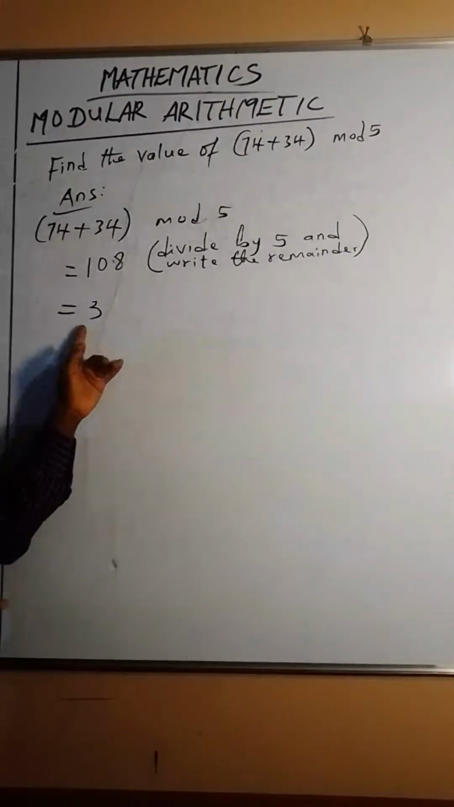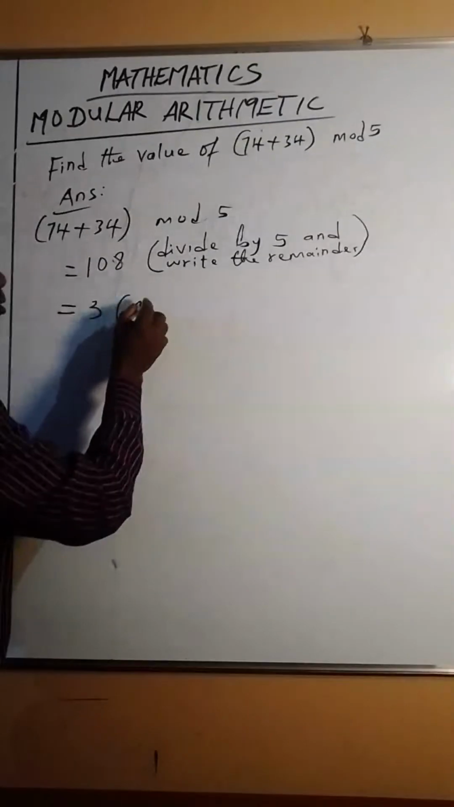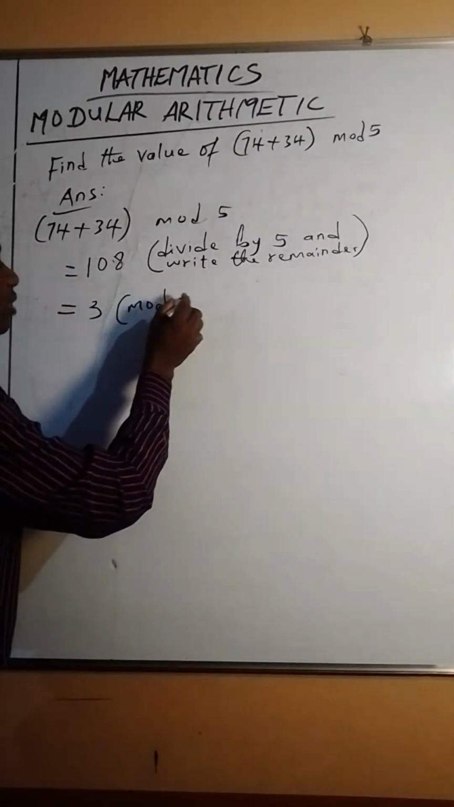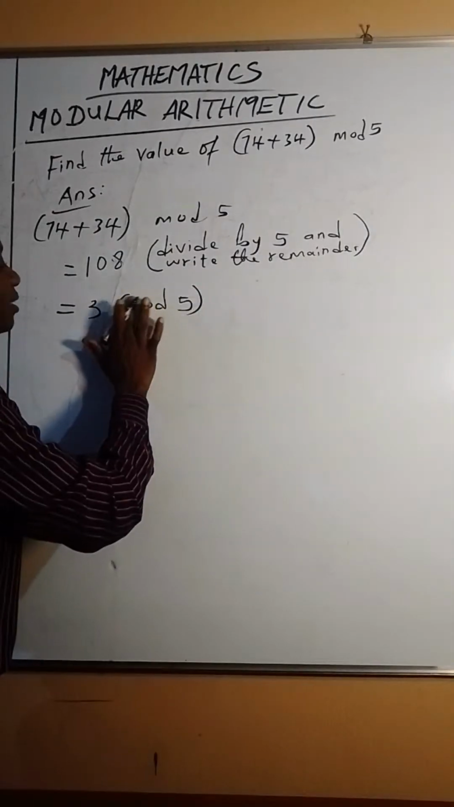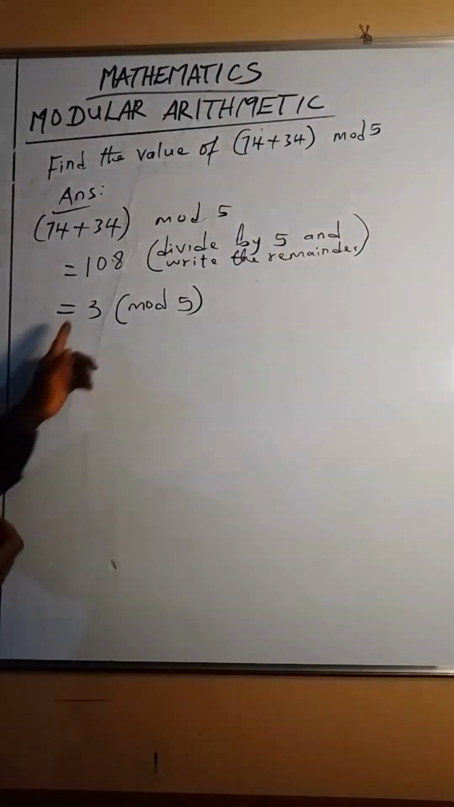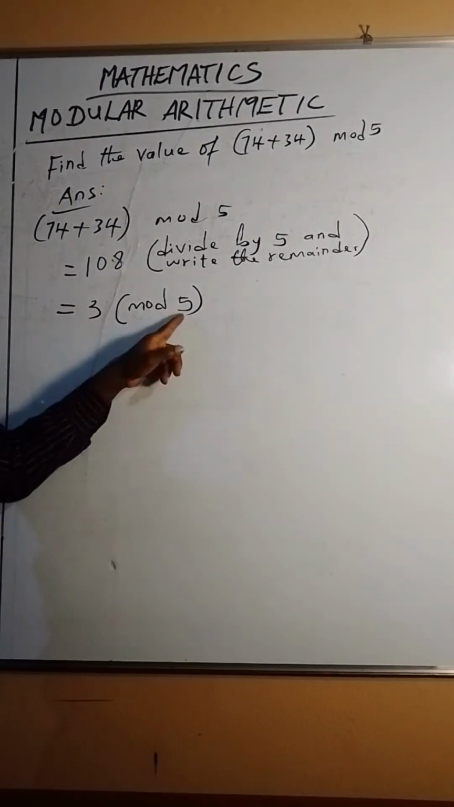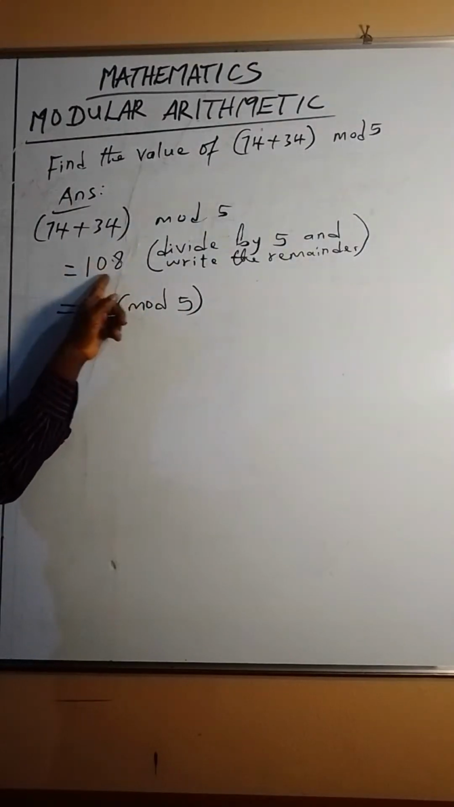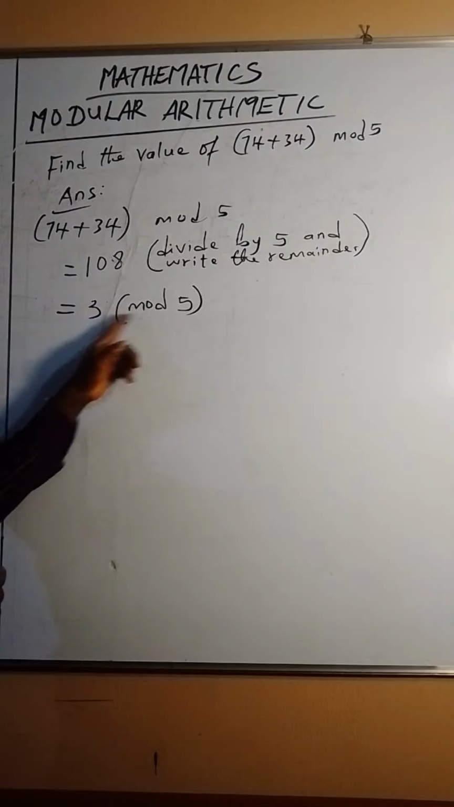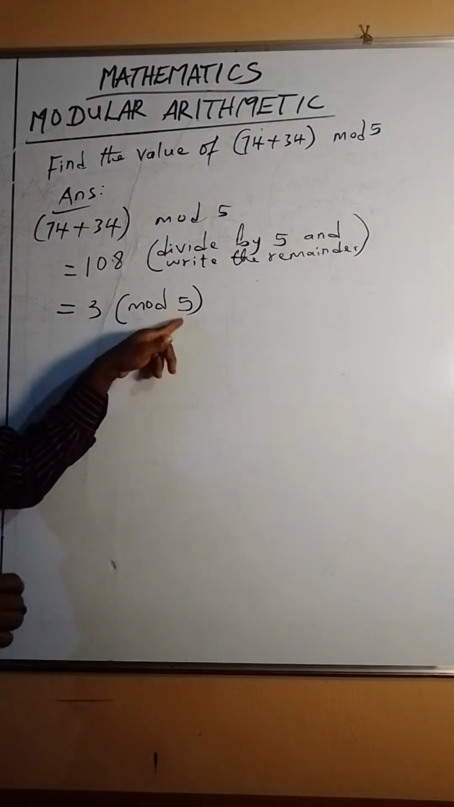This is the answer to the question, but this answer is in mode 5. So it's 108, but it is 3 in mode 5. This is the remainder. When 5 divides 108, the remainder is 3. That is why the remainder is the answer in the mode that is given.